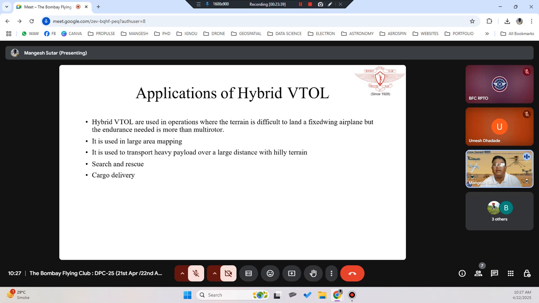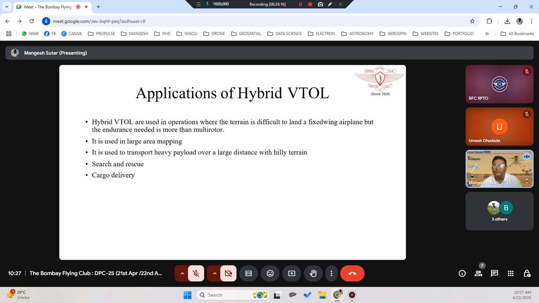Like, what is the advantage of an aeroplane? Endurance is high. But what is the limitation of an aeroplane? That it needs a landing strip. So by using the best features of both the fixed wing aeroplane and the multi-rotor, you are making sure that you get the best out of both. You use a fixed wing configuration so that you get more endurance, whereas you get a multi-rotor configuration so that you can take off from anywhere. You don't need a landing or takeoff strip, and you can also hover over a particular area.